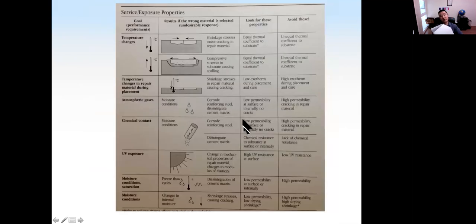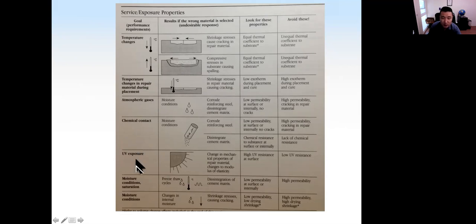And this table from the book shows us the surface exposure properties. Again, what is the goal? What happens if the wrong material is selected, what properties are important for that performance, and what do we need to avoid? For temperature change, we need to match the coefficient of thermal expansion between the new and existing materials, so the stress due to temperature change will be minimal. Let's pick some other things to look at.